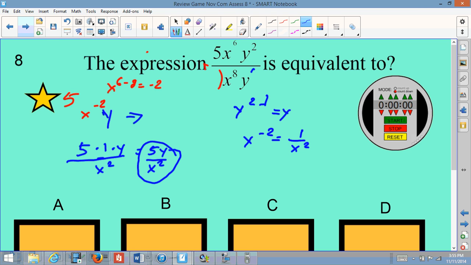So that one was a good one. Make sure you know you've got to subtract the exponents when you're dividing. And if you get a negative exponent, which sometimes happens, just make that the reciprocal of the positive exponent.